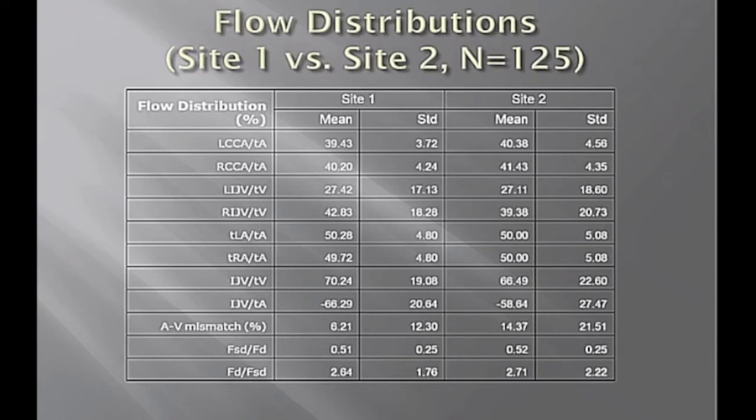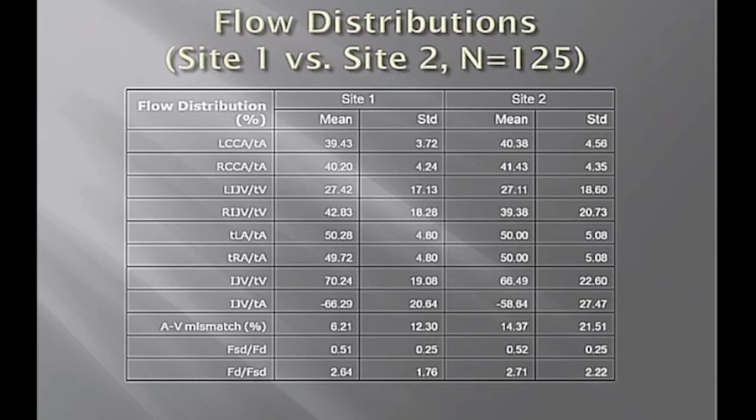So let's go back and look here at the total right arterial flow for the total arterial flow. 49.72 at site 1, 50.00 at site 2. On the left, 50.28, 50.00. So you can see much better now the equality between these two sites. In fact, it's impressively so. The arterial system is incredibly constant from site to site here.